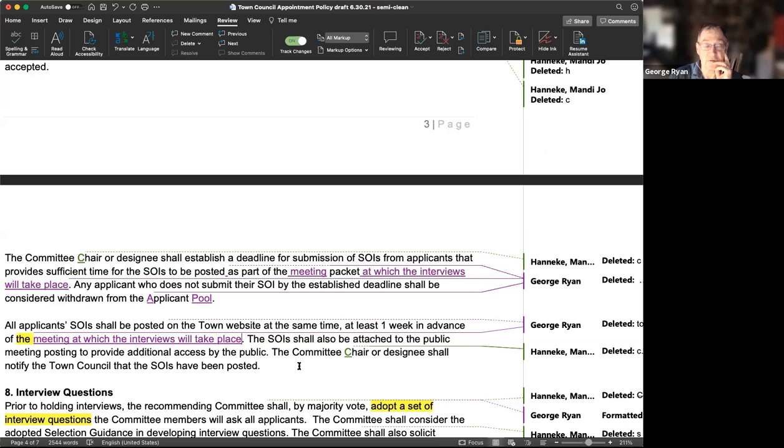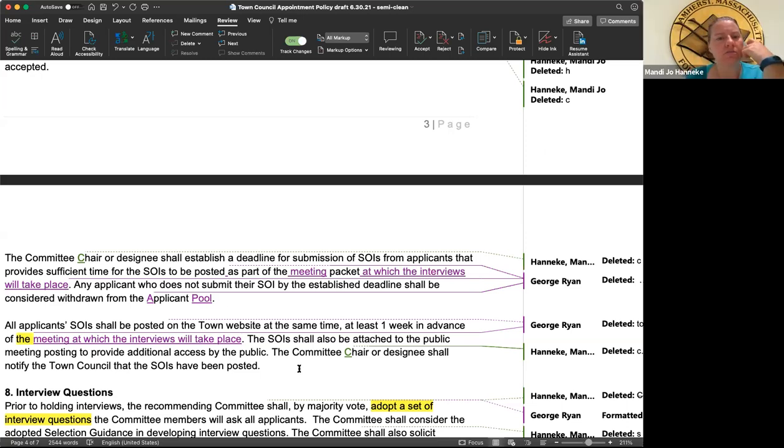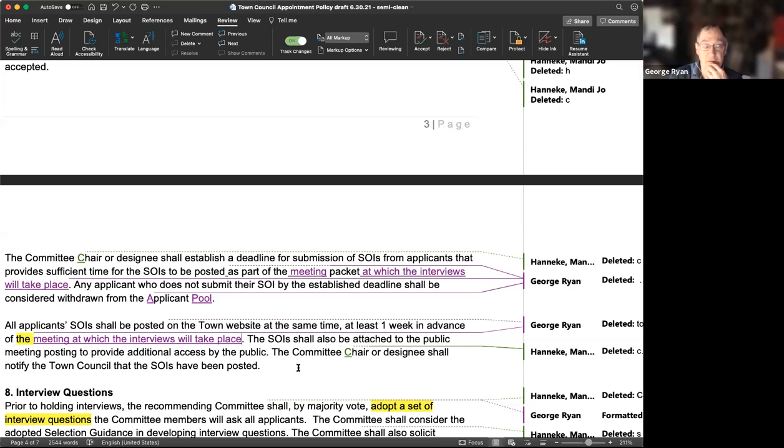I still think interviews should be the... We were going to talk about that when we get down to interviews later. It's just that we didn't do interviews for DAB. And so if we're not to mandate interviews, referencing interviews and statement of interests is probably the wrong thing to reference.